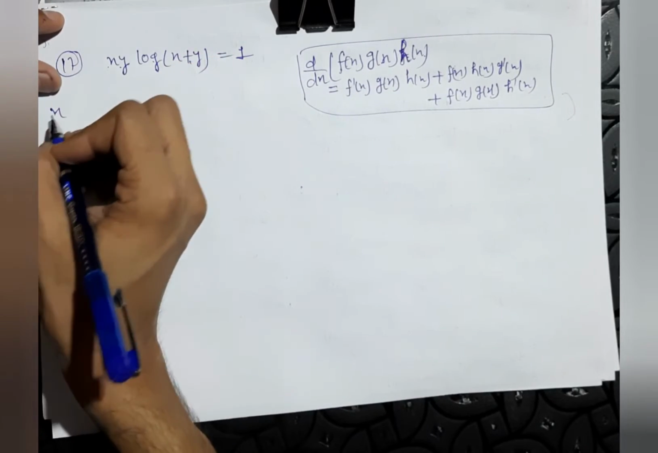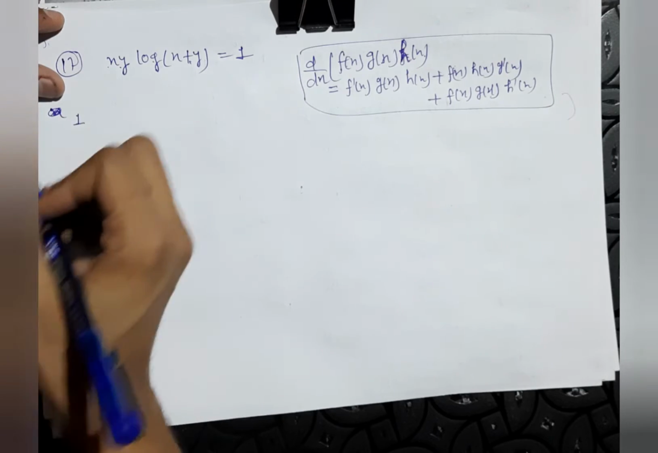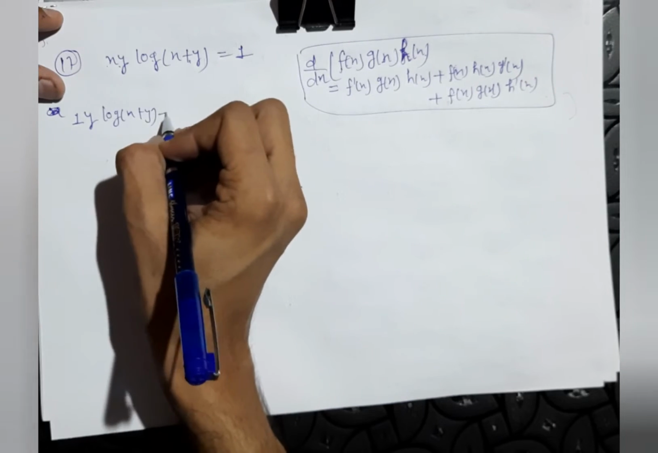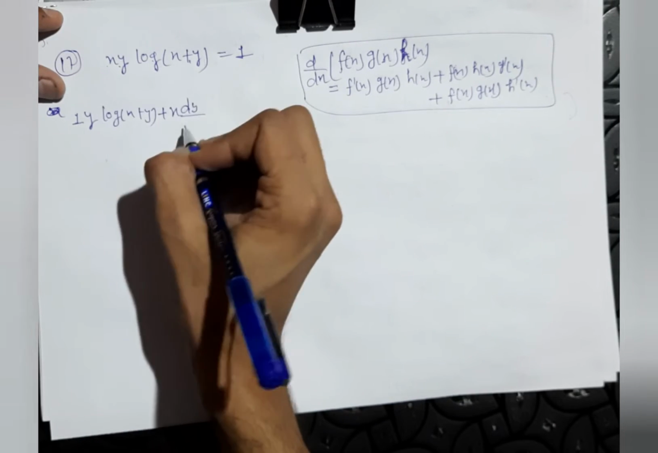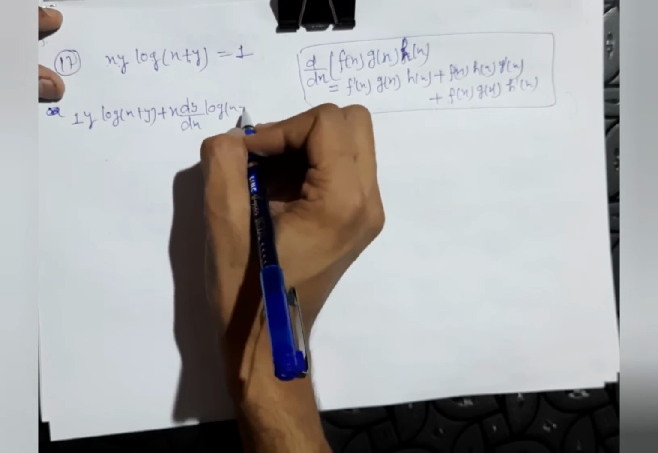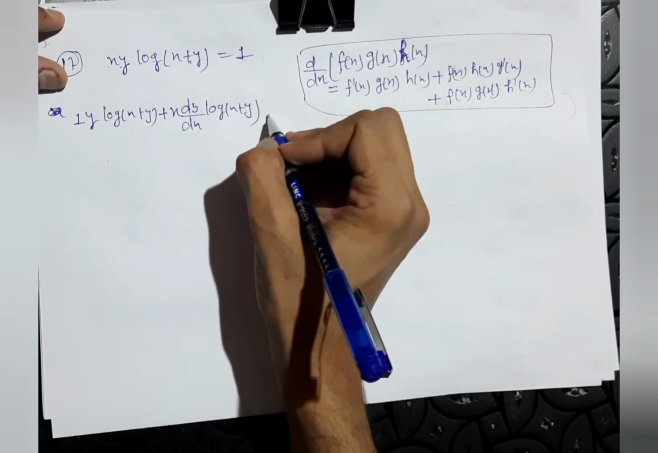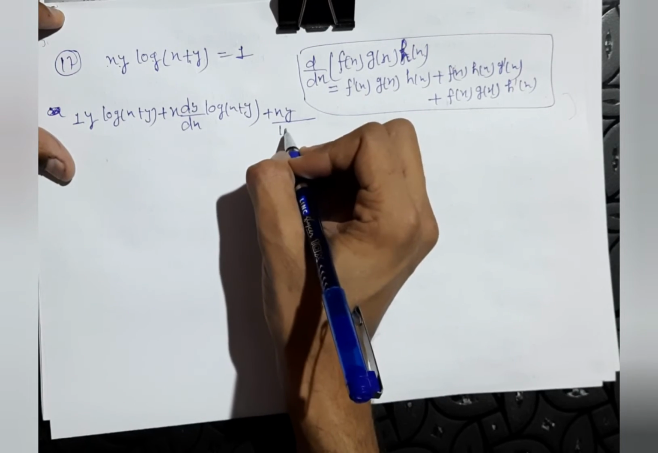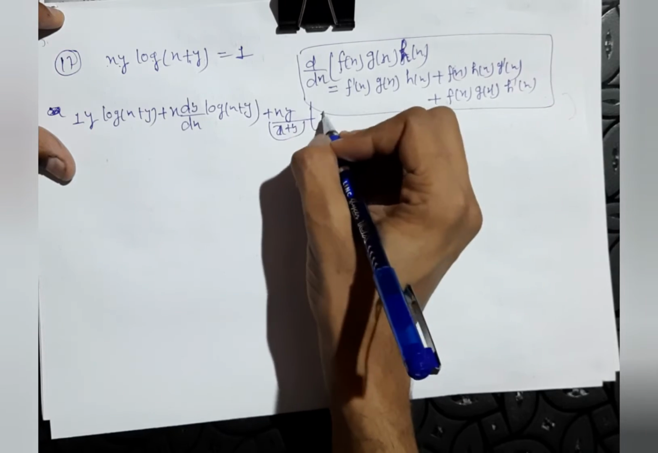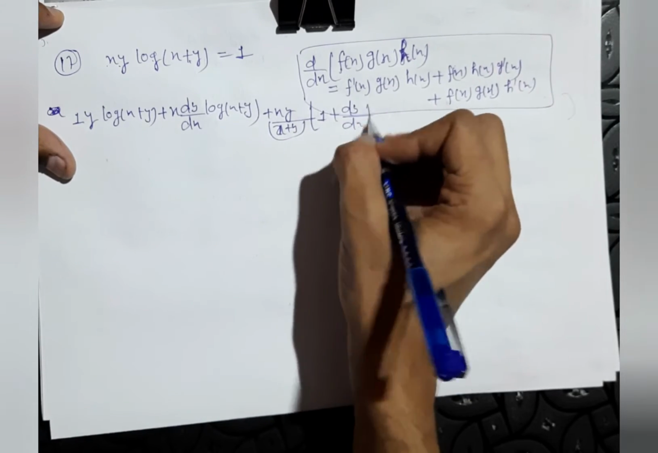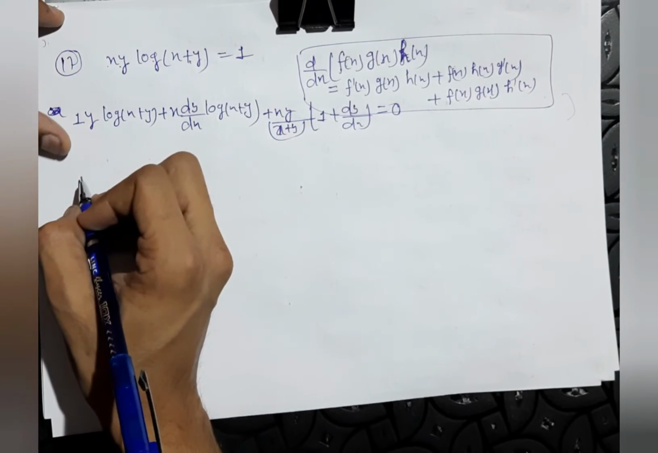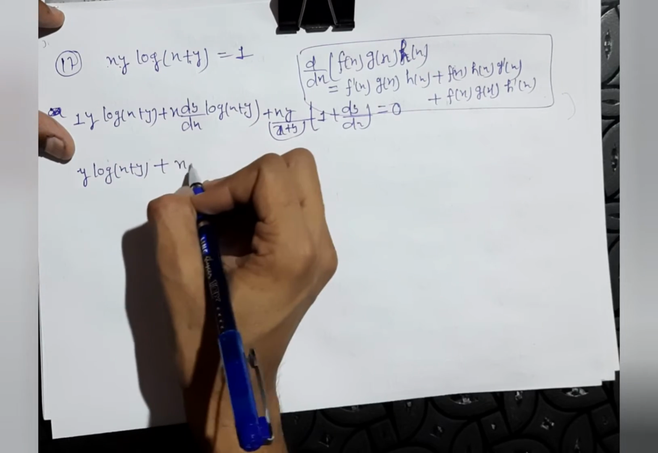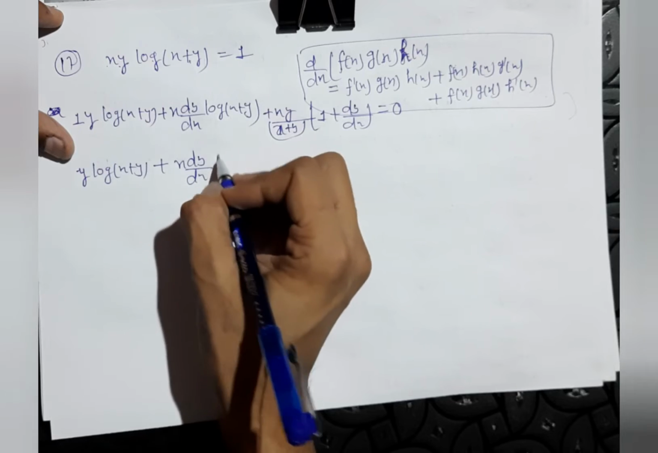So x is same, differentiation of x is 1, and y and log of x plus y are same. Plus now x is same, y is dy over dx and log of x plus y is same. Plus now x y is same and the differentiation of log of x plus y will be 1 over x plus y, and now x is 1 and y is dy over dx and 1 is 0. So y log of x plus y plus x times dy over dx log of x plus y.